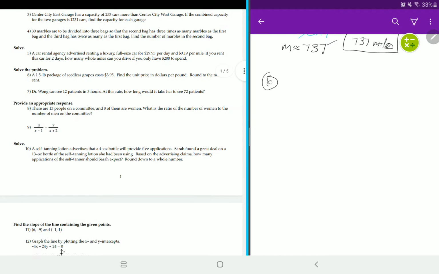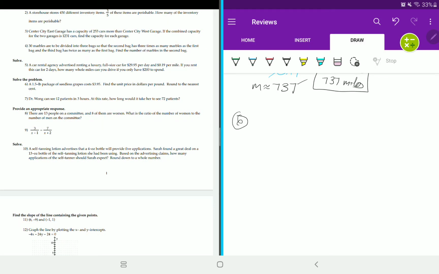Okay. Now, we're going to set this up as two ratios. The first ratio is telling me for 1.5 pound package of seedless grapes, the cost is $3.95. So, 1.5 pounds to $3.95. Now, it says here we want to find a unit price in dollars per pound. So I want to find out how much am I spending if I buy 1 pound of seedless grapes. How much am I going to have per every pound?